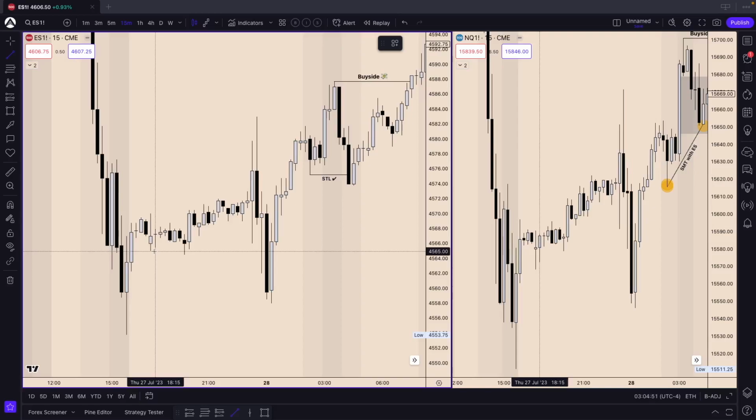It's not working 100% of the time, but if you already have a good bias and now you have SMT divergence on top of that, well, that's ready to go.